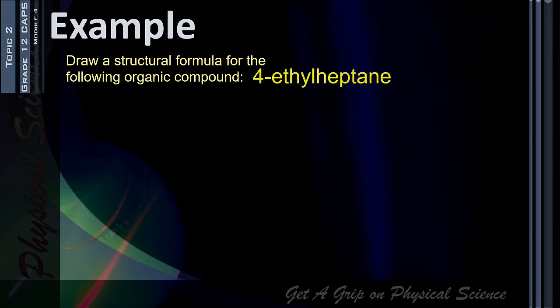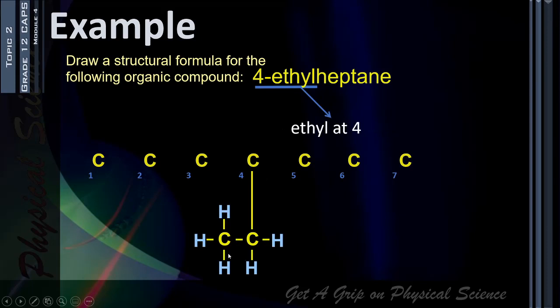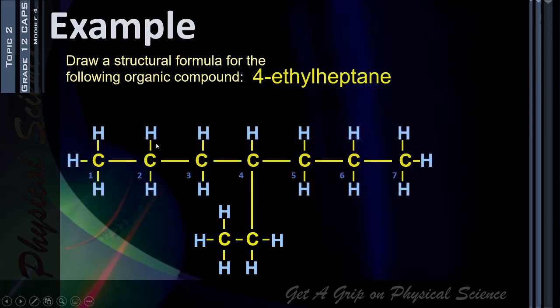Your turn again. Try 4-ethyl heptane. The stem name is hept, so there are 7 carbons in the longest carbon chain. On carbon number 4, there must be an ethyl. So you draw an ethyl on the 4th carbon, and then this is an alkane again, so there are only single bonds between all the carbons, and you make sure that each one of these carbons have 4 bonds with other atoms.